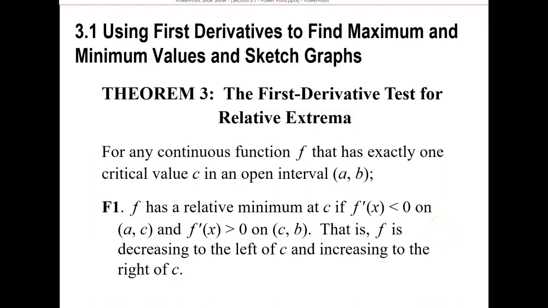Imagine a function going downward, being decreasing, then turning around and being increasing. The point where it turns around would have to be a min. So it has a relative min if the derivative is negative on the left of c and positive on the right. So it's decreasing to the left and increasing to the right.